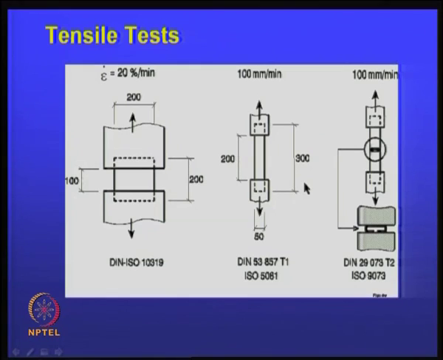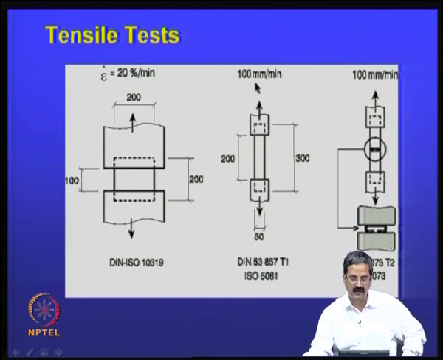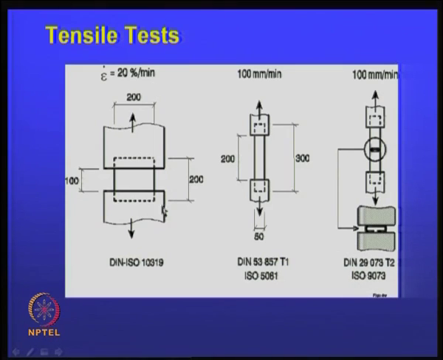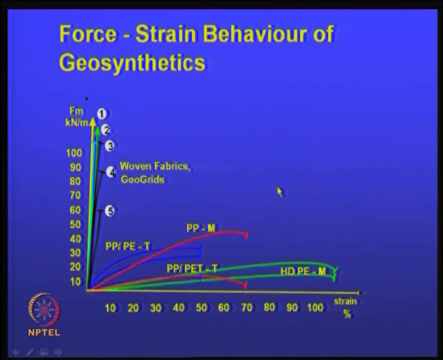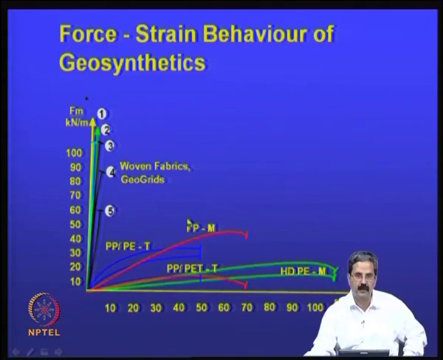So, these are all different standards as I just mentioned, and then the rate of application of load is also specified, 100 mm per minute, and in this case it is 20% per minute. This is the sample size here, as I just mentioned. If you want to look at the response, for example, you observe strain versus kilonewton per meter length. So, you can have a variety of stress strain curves depending on the material stiffness, and this is going to be very important if you are trying to design for reinforcement functions.